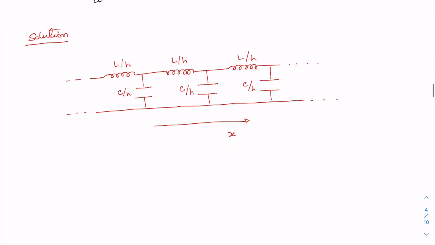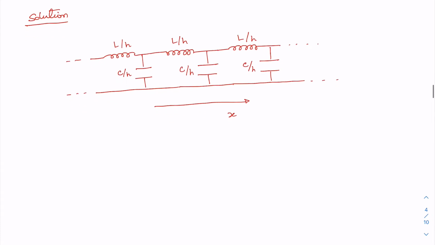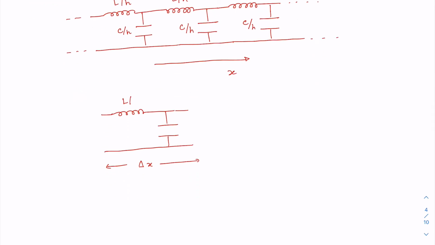And now let us consider a unit cell of length delta x. Let me consider only one unit cell like this. Say this length is delta x, this is L per unit length, which let me now write as small l, and this is small c. Small l is inductance per unit length, and small c is capacitance per unit length.